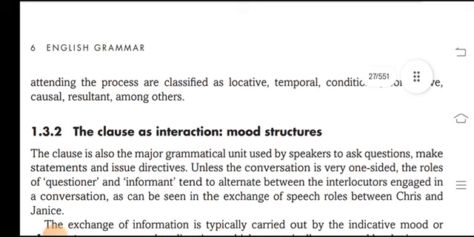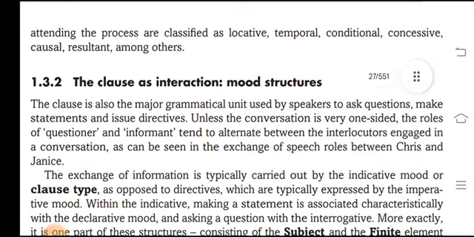Attending the process are classified as the locatives, temporals, conditionals, concessives, causals, and resultants, among the others.